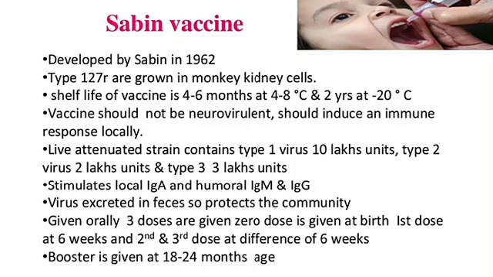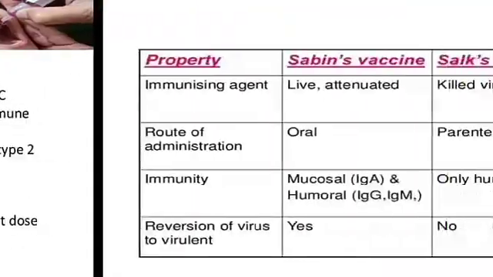They are given orally. 3 doses are given. 0 dose is given at birth. First dose at 6 weeks, and the second and the third dose at a difference of 6 weeks. Booster is given at 18 to 24 months of age.